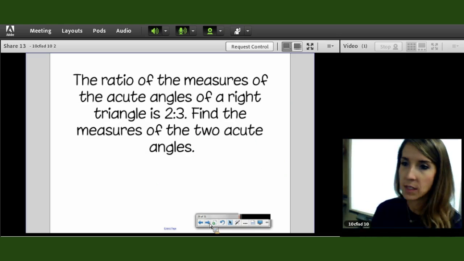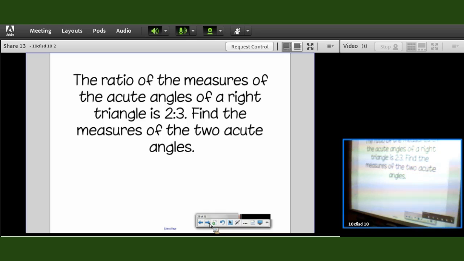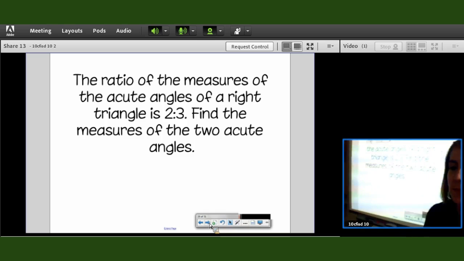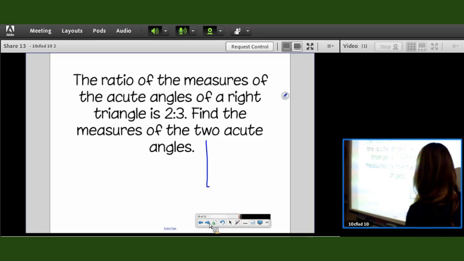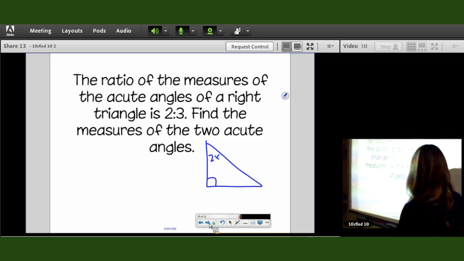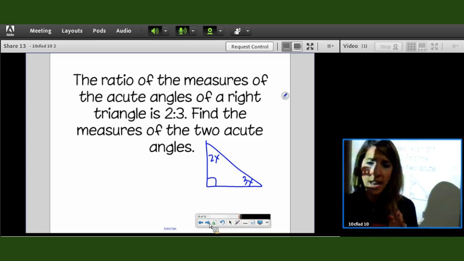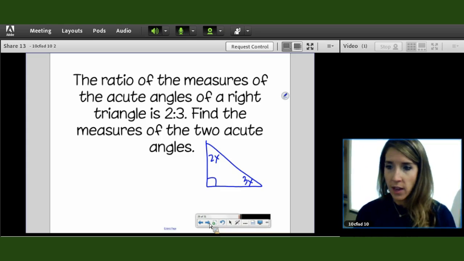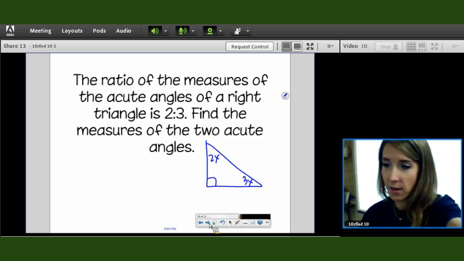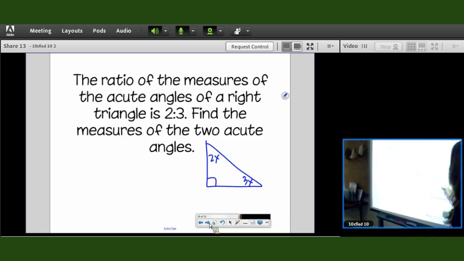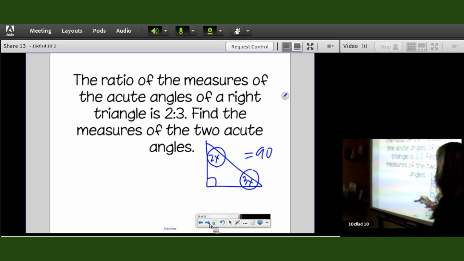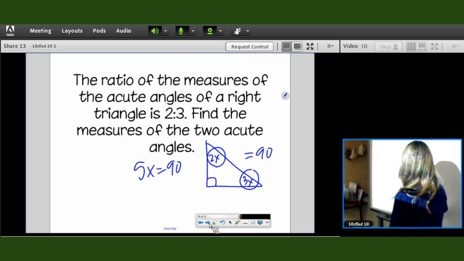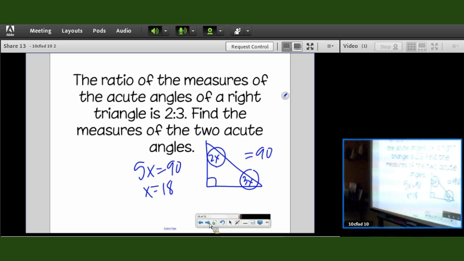Yay! Last one. The ratio of the measures of the acute angles of a right triangle is 2 to 3. Find the measures of the two acute angles. Nice. Good job. So just like we were talking about in that previous problem, this is going to come up so often that you just go ahead and get used to it. When you have a right triangle, the two angles that are left always add up to 90. Don't add the angles up to equal 180. Don't do that in a right triangle. Every time, just add these two to equal 90. So yes, 5x equals 90. X is 18. And then we plug it back in to get 36 and 54. Awesome.